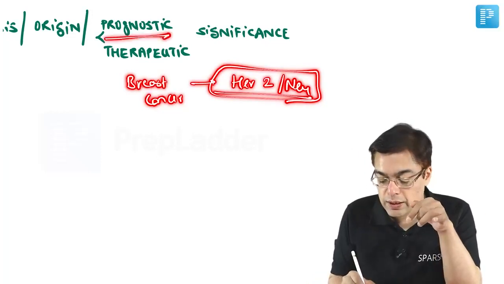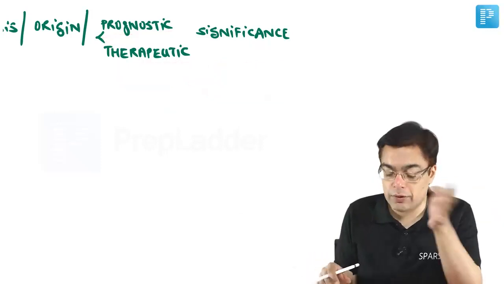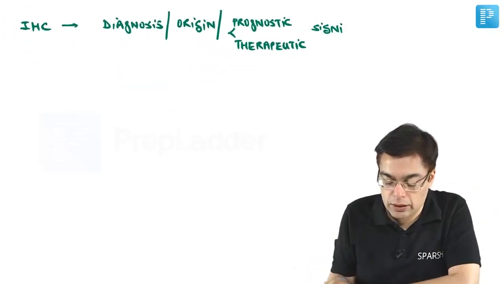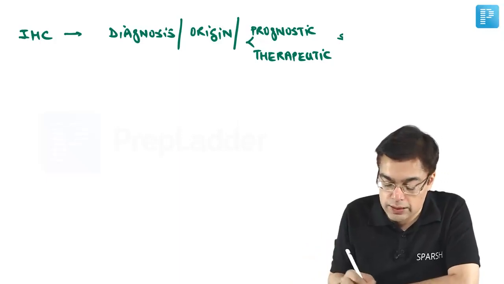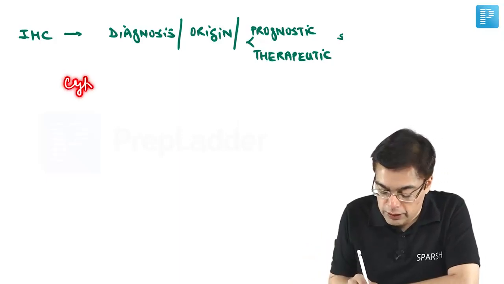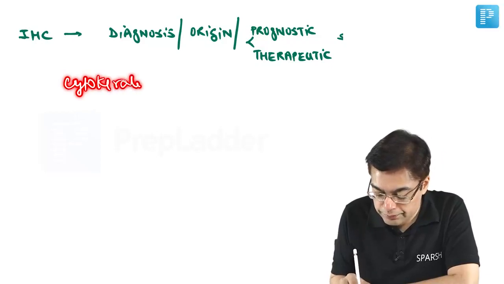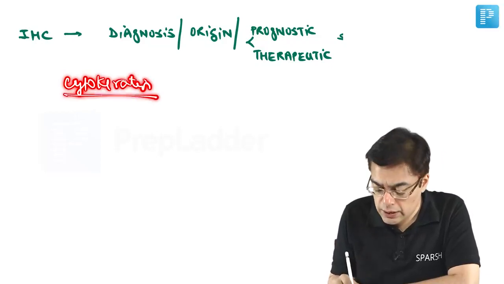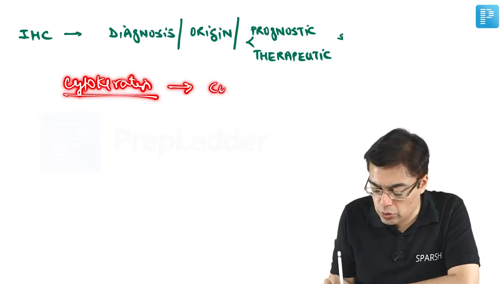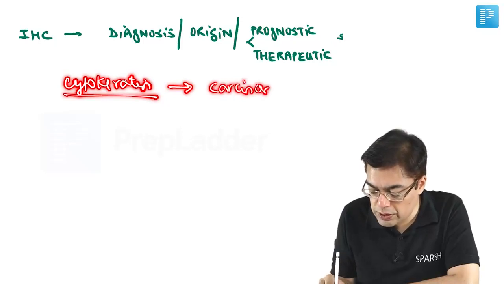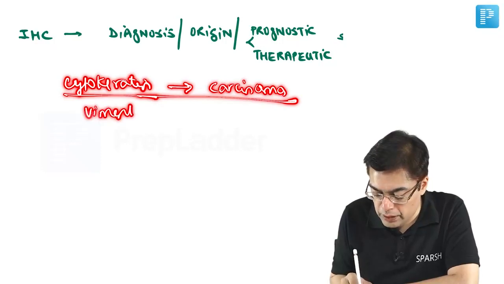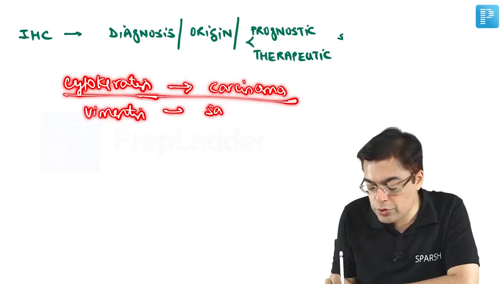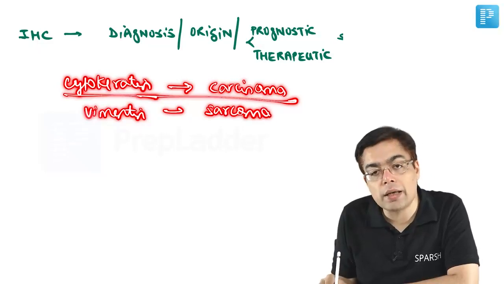So prognostic significance as well as therapeutic significance is both available with regards to some of the immunohistochemistry markers. Of course, we can be talking about certain important markers which are going to be asked in the exam. Say for example, if I am making a mention of cytokeratin, it would be telling me with regards to the origin, it is going to be associated with carcinoma. If you are going to be talking about a tumor having a marker like vimentin, it is going to be associated with a mesenchymal tumor like sarcoma.